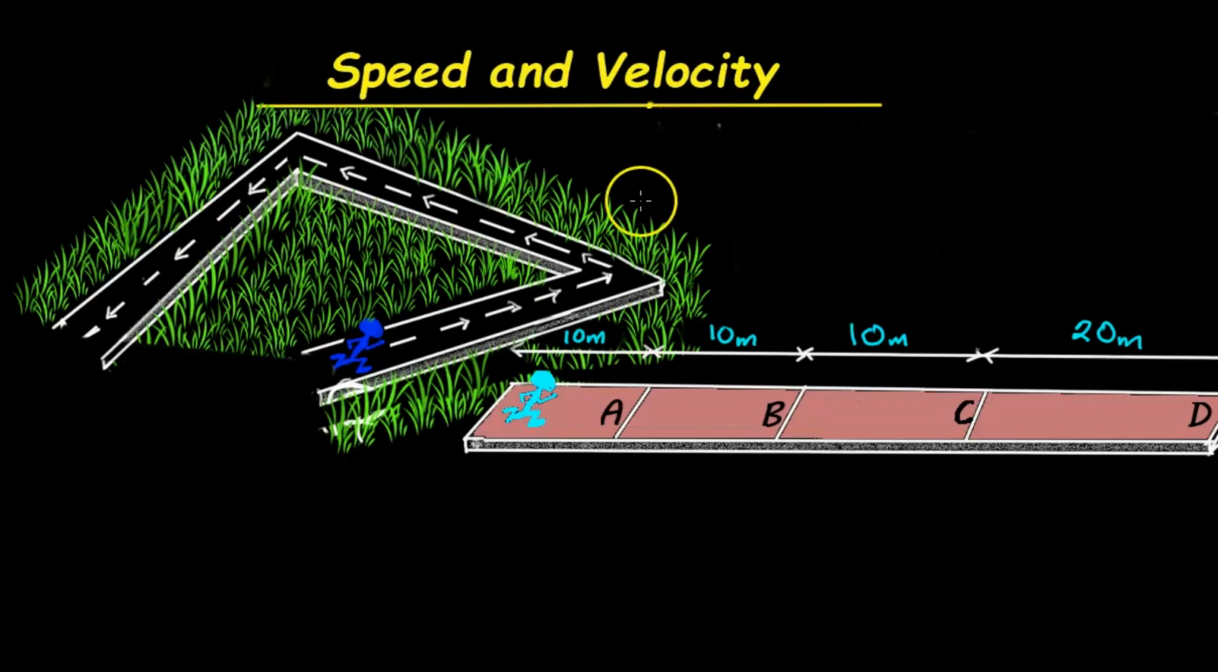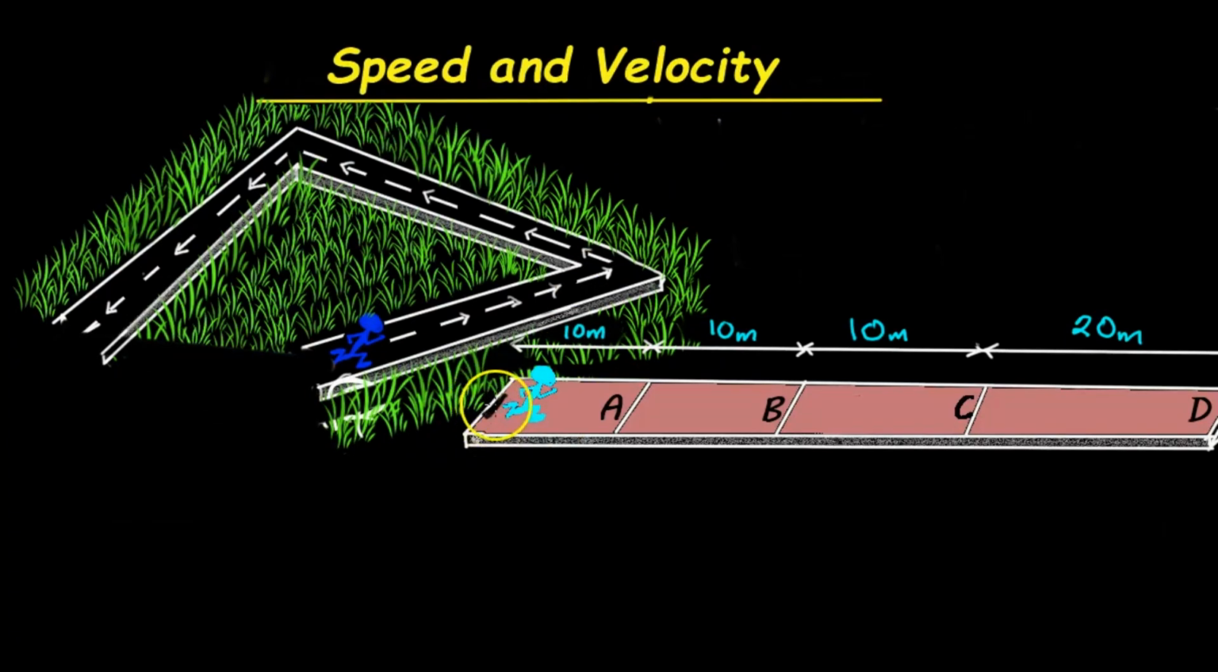Let's discuss this diagram. Now let's come here first. This guy starts from this point and then travels to point A. He used 5 seconds to travel from his original position to point A. He used the same 5 seconds here, and then here he used 10 seconds to complete this journey.